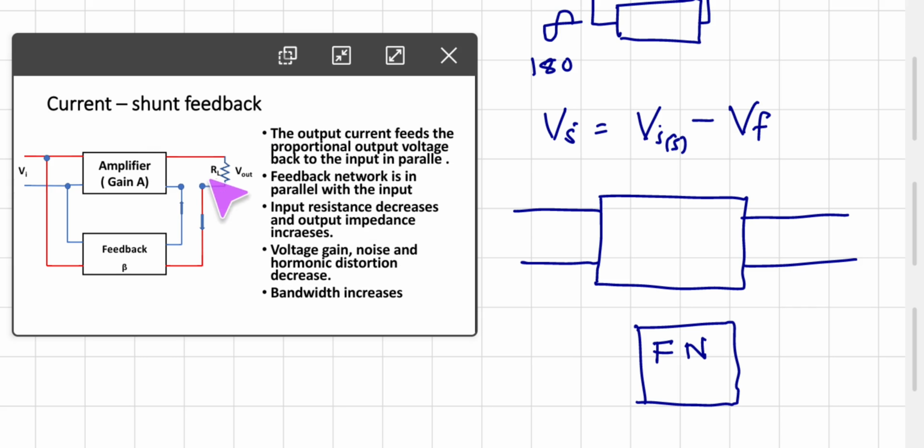Current shunt feedback. See, here the current is taken in series, but it is fed back in shunt, parallel to the input. So the output current feeds the proportional output voltage back to the input in parallel. The feedback network is in series with the output, but it is in parallel with the input. So input resistance decreases and output resistance or impedance increases. Voltage gain, noise and harmonic distortion decrease in case of current shunt feedback, but the bandwidth increases. So these are basically 4 types of feedback related to current and voltage, series and shunt combination.